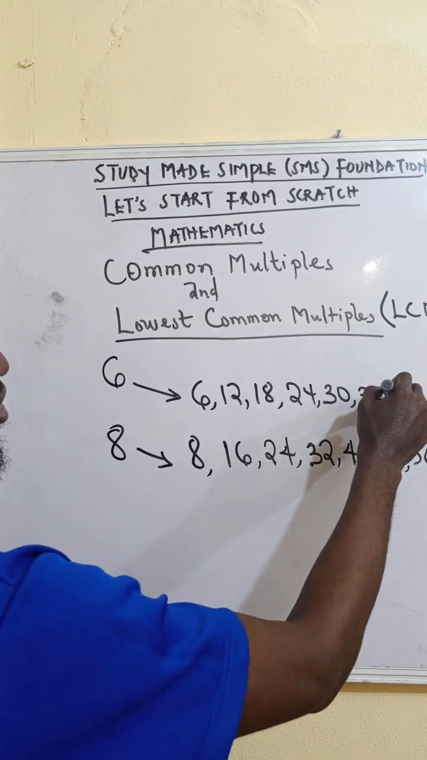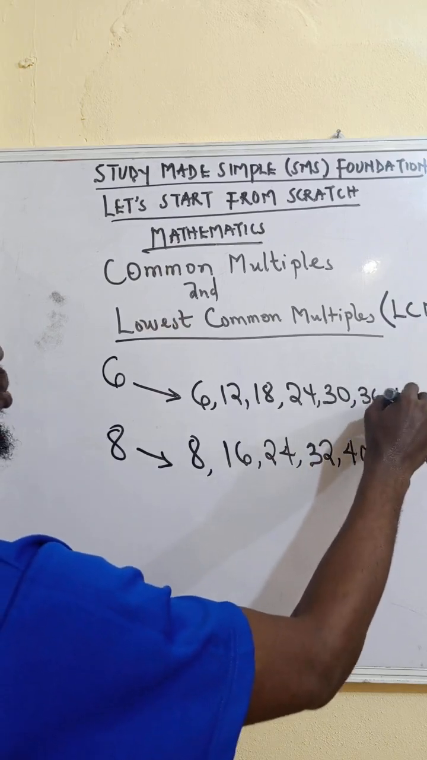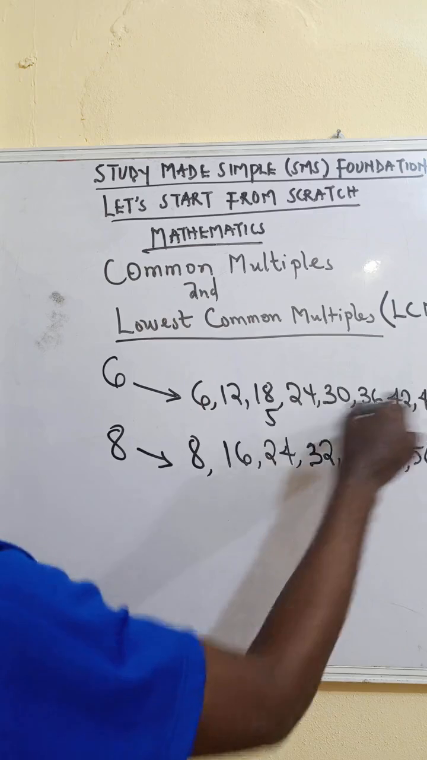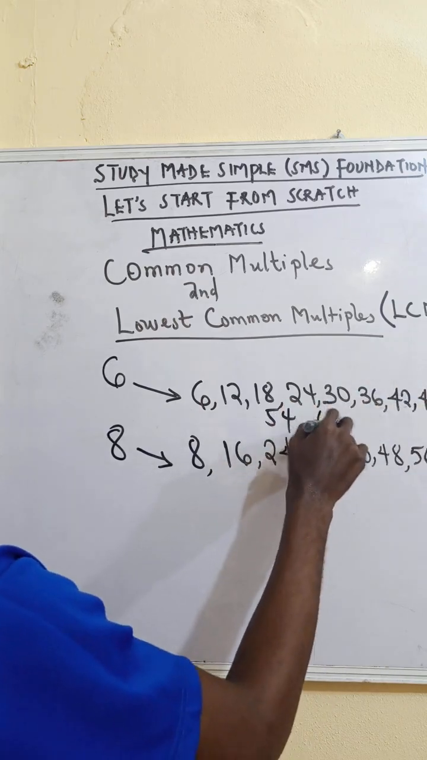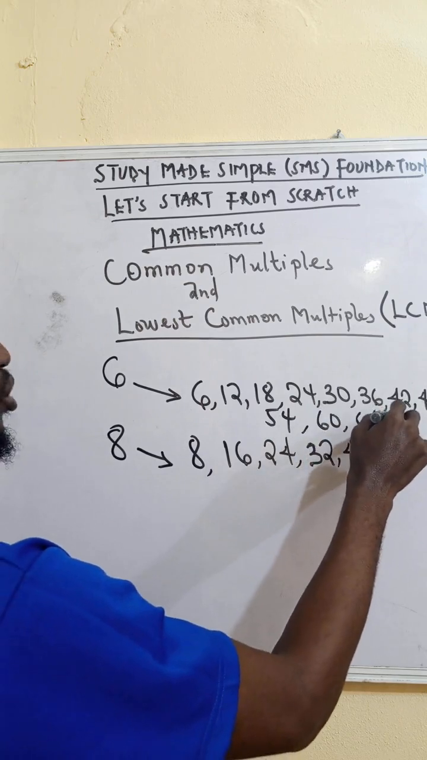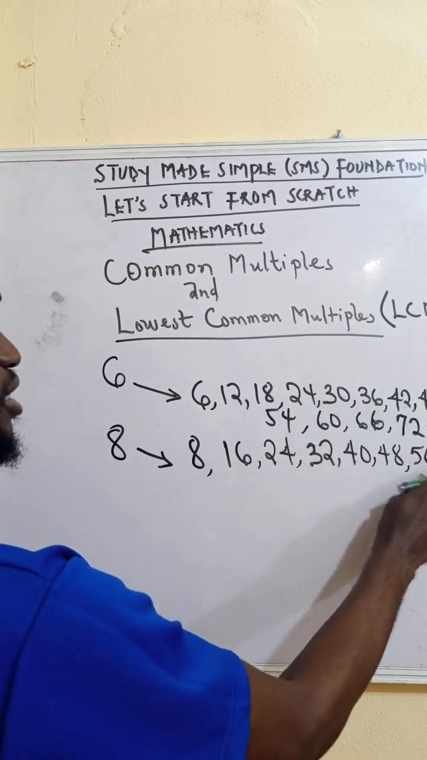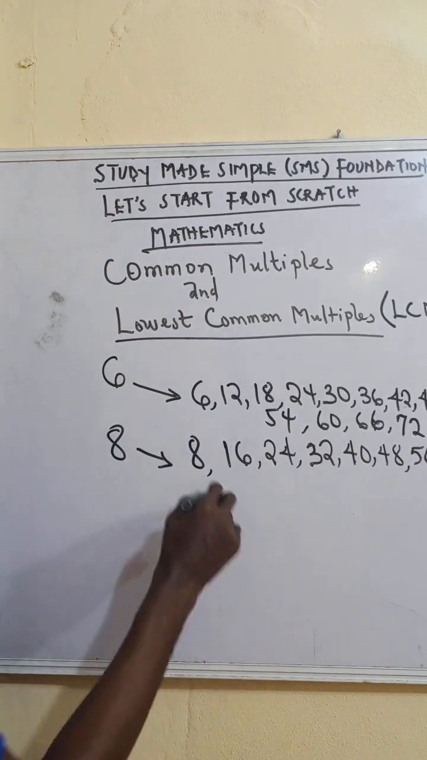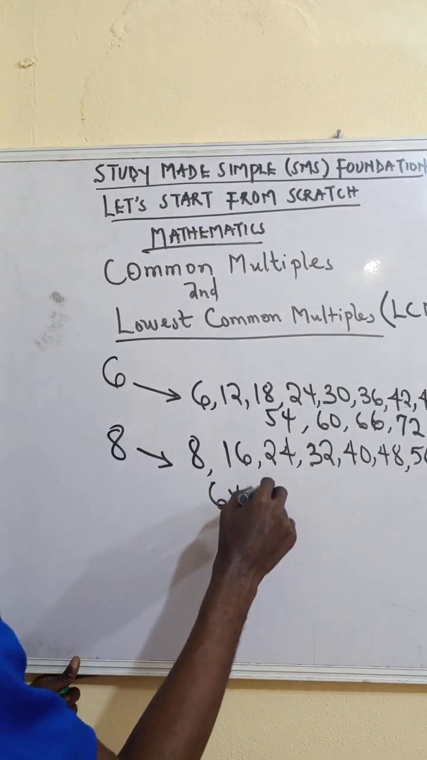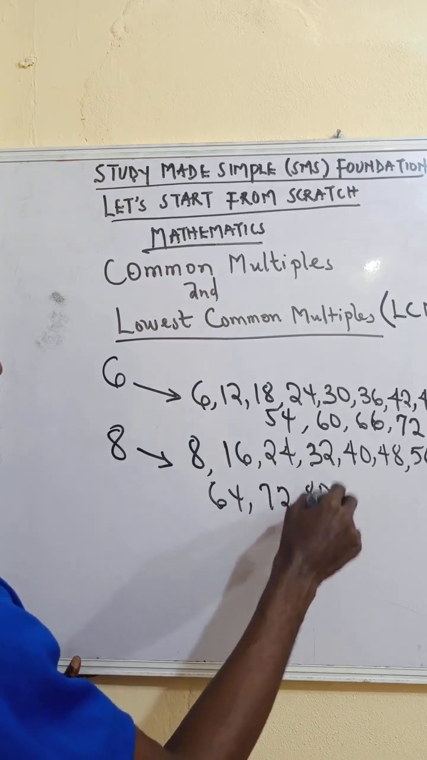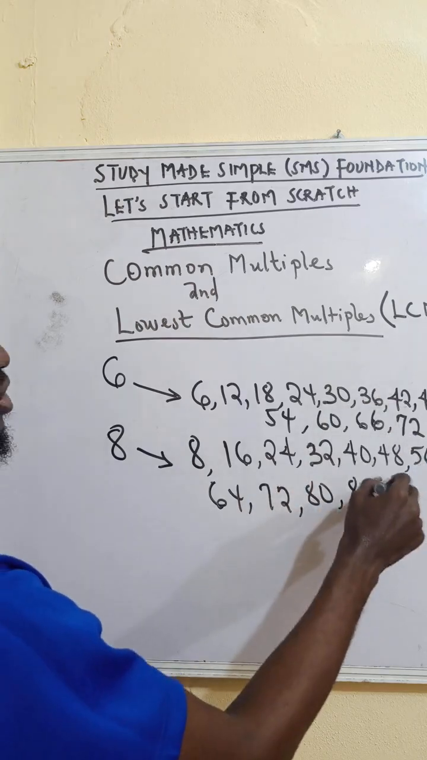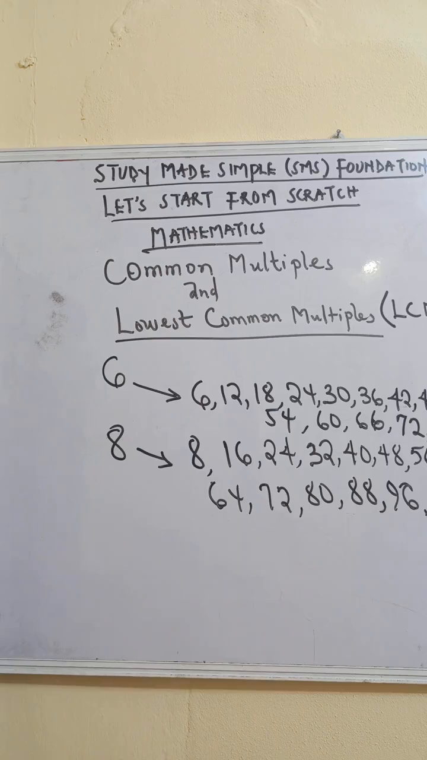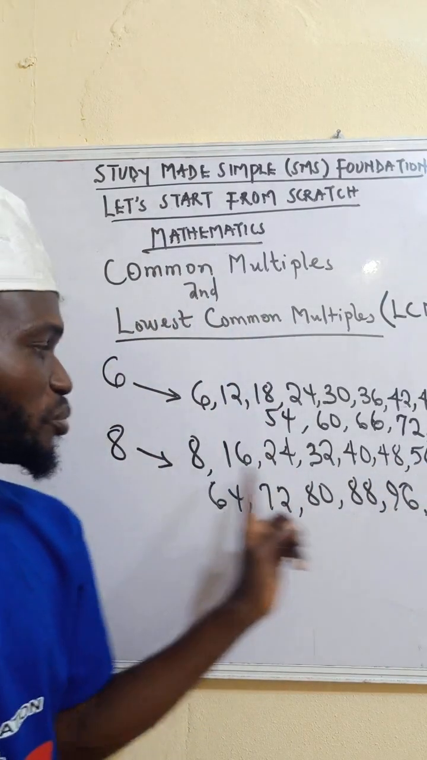6 times 6, 36. 6 times 7, 42. 6 times 8, 48. 6 times 9, 54. 6 times 10, 60. 6 times 11, 66. 6 times 12, 72. Let me extend the 8 also. 8 times 7, 56. 8 times 8, 64. 8 times 9, 72. 8 times 10, 80. 8 times 11, 88. 8 times 12, 96. And it continues like that. These are the multiples of 8.